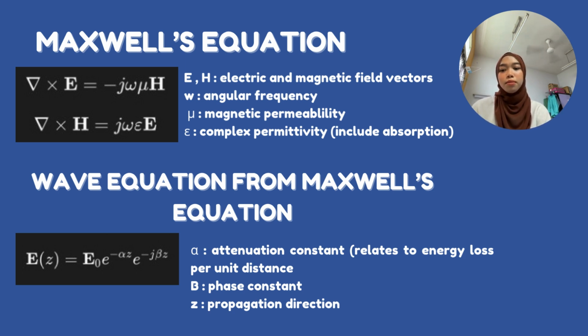The solution becomes E(z) equals E naught e to the power negative alpha z, e to the power negative j beta z, where alpha is the attenuation constant, which relates to energy loss per unit distance, beta is the phase constant, and z is the propagation direction. The intensity is directly proportional to the magnitude of E squared. So the final equation becomes I(z) equals I naught e to the power negative 2 alpha z, which is formally equivalent to the Beer-Lambert law. In summary, the pulse oximeter is a direct-work medical device that depends on electromagnetic waves, which are fully described by the Maxwell equations.